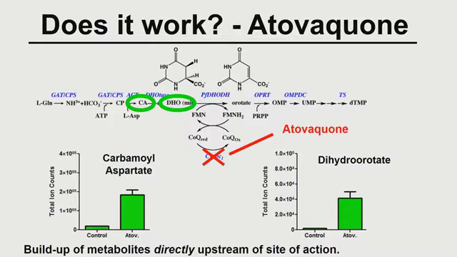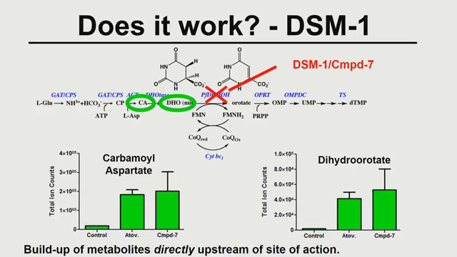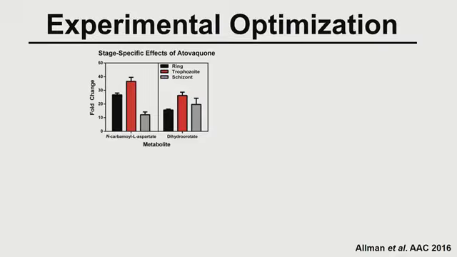You could also target this pathway from a different angle. In this case, we've used DSM-1, which directly inhibits the dehydrogenase at this step. You would expect the same metabolic response from those parasites, and that's what we're showing here. So we've used atovaquone as our workhorse to define a lot of the parameters that I initially described to you that needed to be tweaked to do these kinds of experiments.